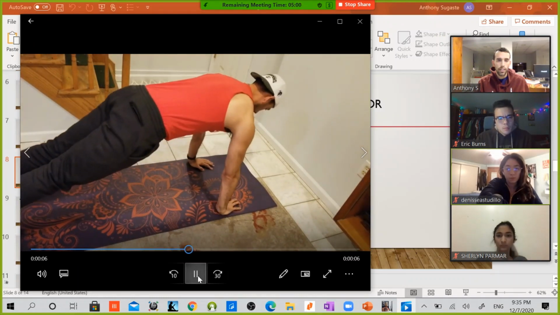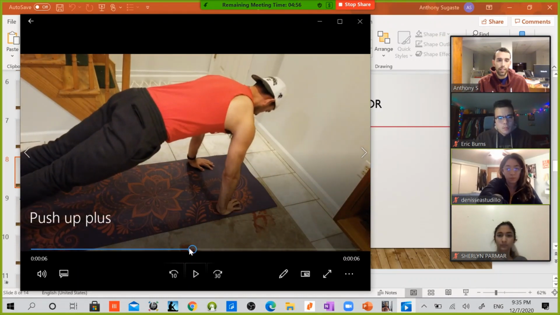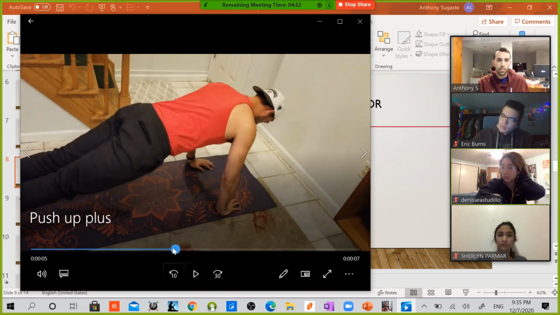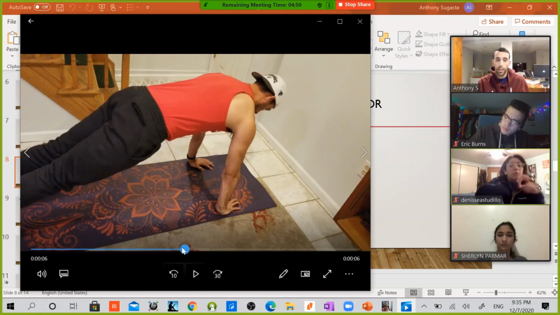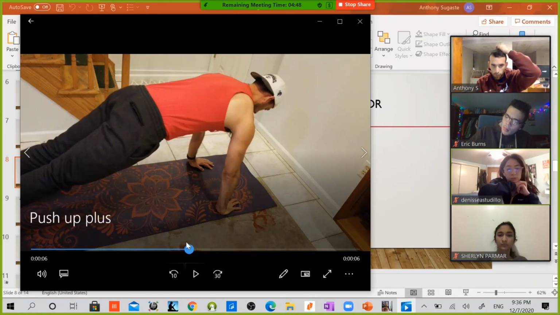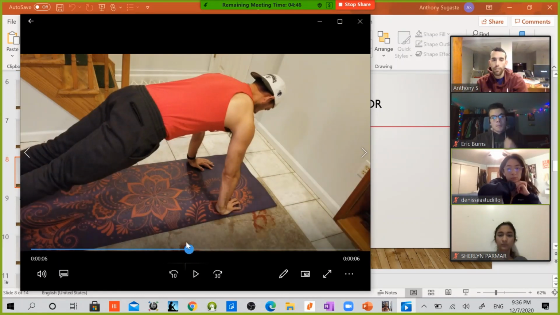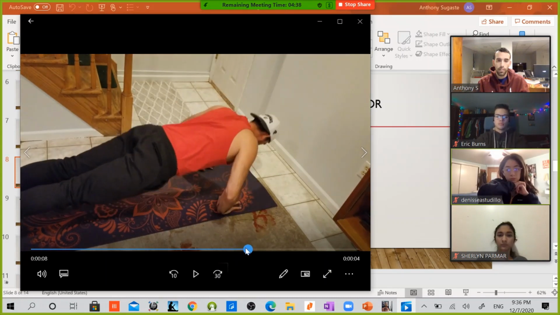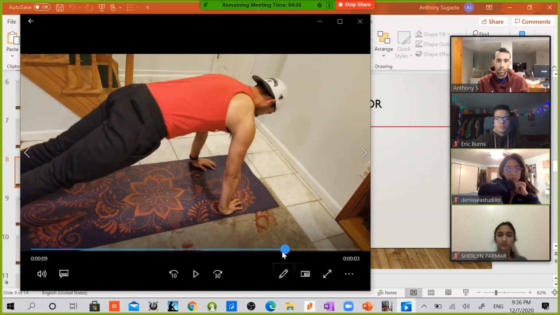Down, and then you can see that little bit right there. As I come up, I am trying to press my shoulder blades further away from each other, and that is what we call the push-up plus. And then I squeeze my shoulder blades back, and I go down. And I try to push up.